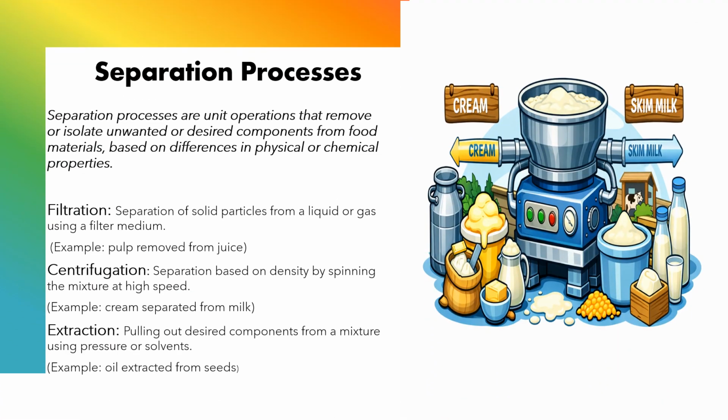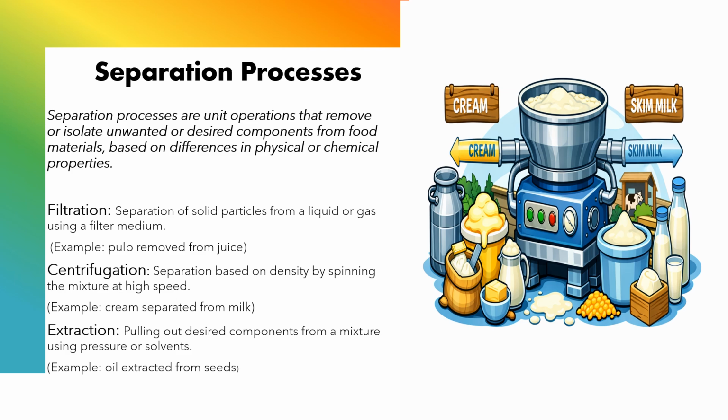So the next one is separation processes. Separation processes are a group of unit operations in food processing that focus on dividing food materials into different components based on physical or chemical properties. They are essential for improving quality, safety, and efficiency in food production. These are basically used to remove unwanted materials or to isolate useful components from raw food.